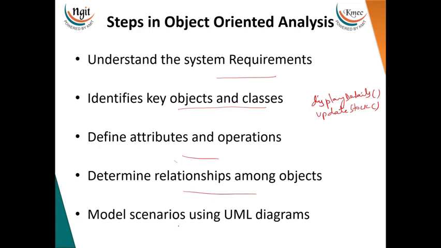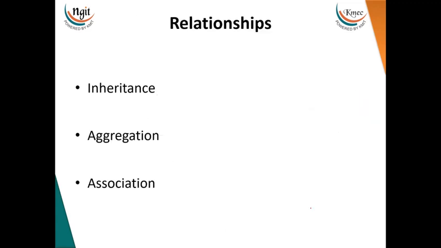Determine relationships among objects. Model scenarios using UML diagrams. All these are the steps in object-oriented analysis. Next, we have relationships. Relationships primarily are inheritance, aggregation, and association. We all know what inheritance is: a class derives from another, that is, it inherits the qualities. For example, an admin user inherits from user.